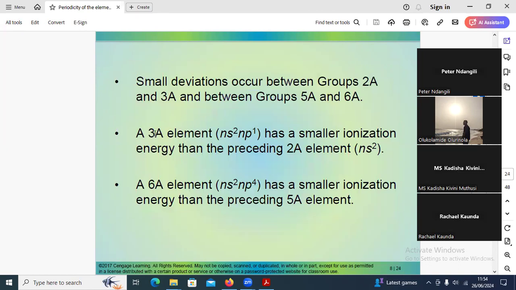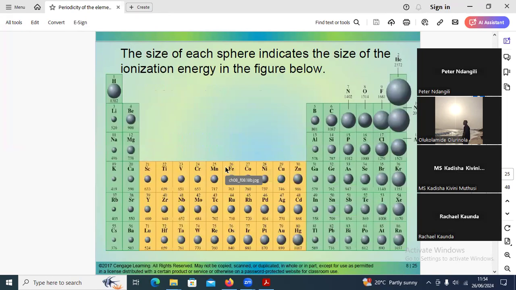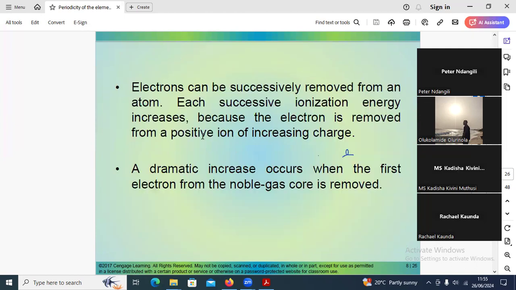Okay, so we move. So I was explaining what happens here. And you will see it in this slide when you compare phosphorus and sulfur, you realize that phosphorus is high, sulfur is low. Again, when you compare magnesium and aluminium, magnesium is high, aluminium is low. It is for the same reasons that we have just explained in the previous slides.